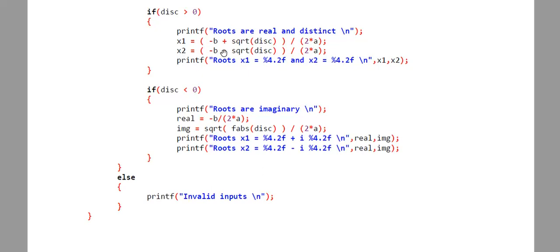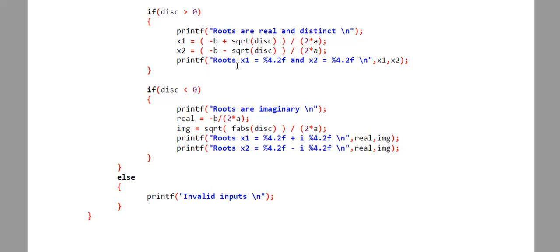And what is x2? The only difference between x1 and x2 is this sign. Here it is plus, here it is minus. So we calculate x1 and x2. So if DISC is greater than 0, what does that mean? Roots are real, not imaginary, and they are distinct, their values will be different.